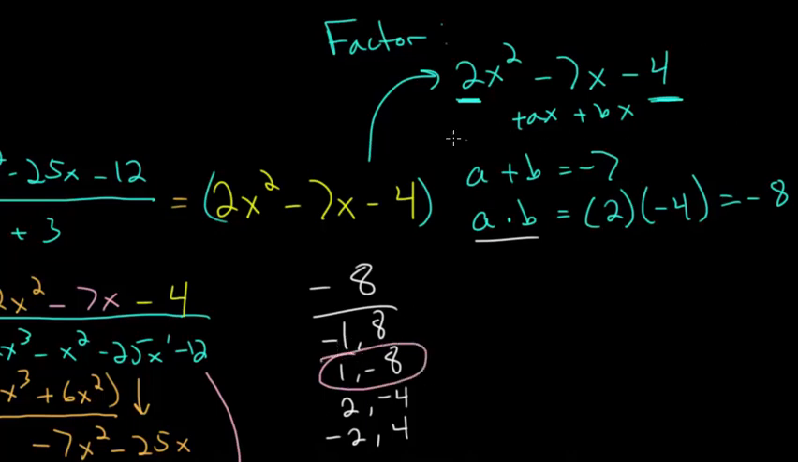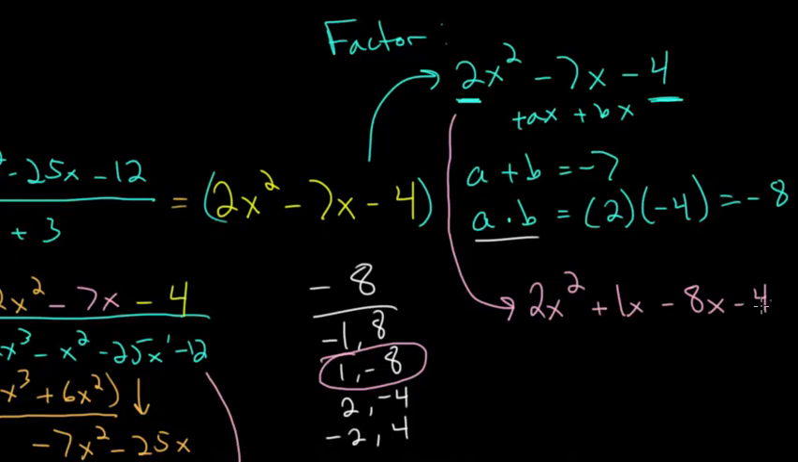So let's continue with this factorization here. This is now equal to 2x squared, and it doesn't matter which one you put first, so let's just do plus 1x minus 8x, and we have minus 4. Now we're going to use grouping. We're going to group the first two together and the last two together. And like I said, if you put the 1x here and the minus 8x here, it would still work.